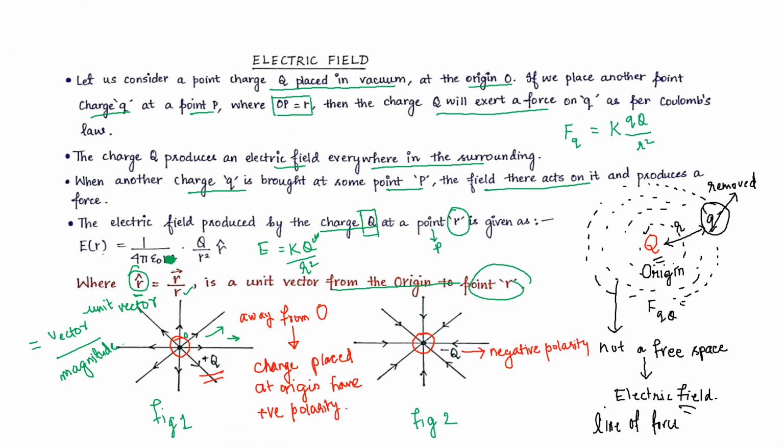So what is happening with the field lines? They are moving nearer to the origin, that is inward motion. Here what is the motion? It is outward. Here we have inward motion. So these field lines are coming inside the charge.